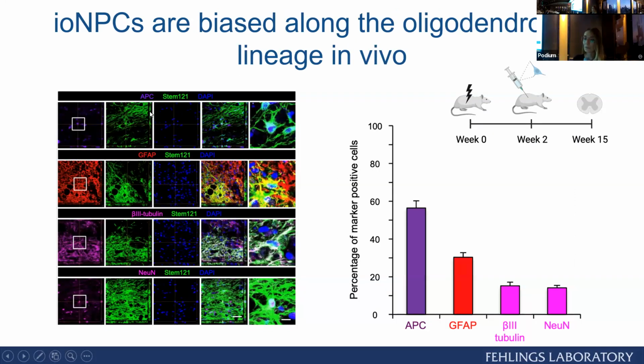So here we stain for APC, which is an oligodendrocyte marker, GFAP, which is an astrocyte marker, as well as beta-3 tubulin and NEU1, which are neuronal markers, in order to assess the in vivo differentiation capacity of the cells. And in order to identify the transplant-derived cells, we stained for STEM121. And here we did find that the IONPC-derived cells did successfully give rise to APC-positive oligodendrocytes with a high efficiency.